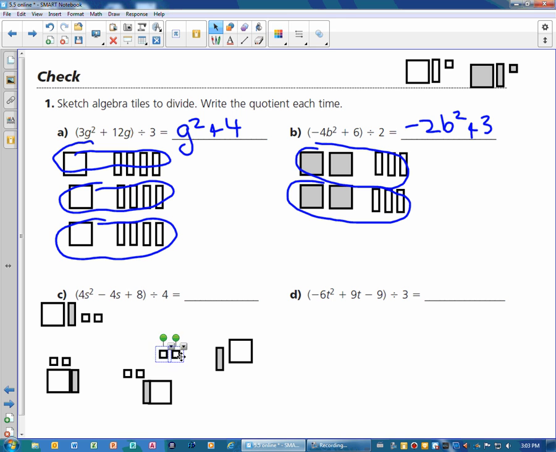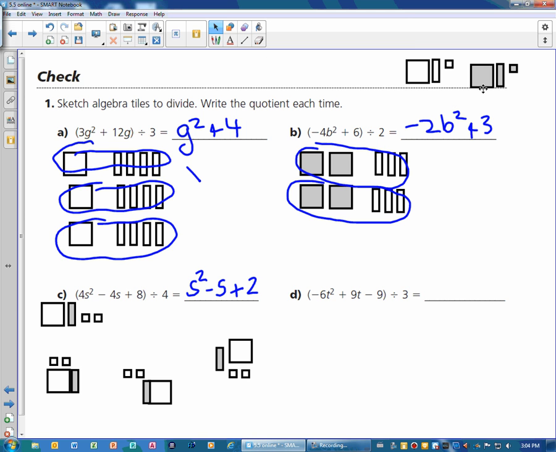So, what's my answer then? My answer is s squared minus s plus 2. Each of my 4 groups each got the same thing. They each have an s squared. They have a minus s or minus 1s, and they have a plus 2.